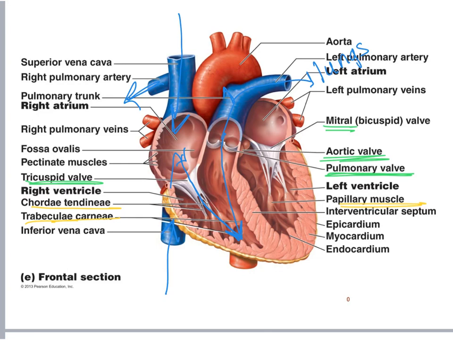Okay? Now, we're going to pick up oxygen, so we're going to change to red. Oxygen-rich blood is going to go through the 4 pulmonary veins into the left atrium, through the open mitral valve into the left ventricle, through the open aortic valve into the aorta, where it will travel to the entire body. Okay?